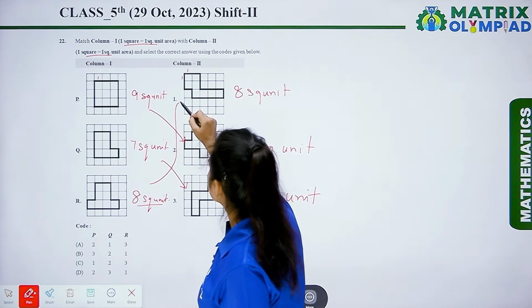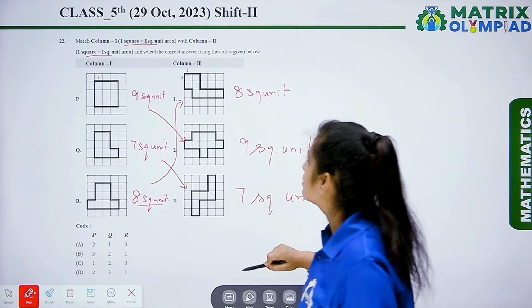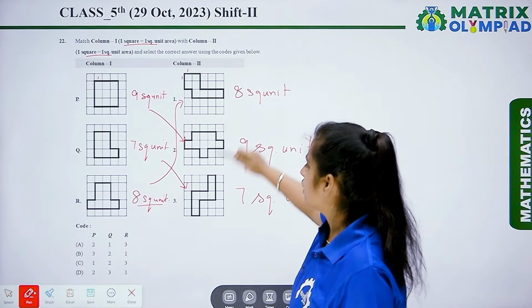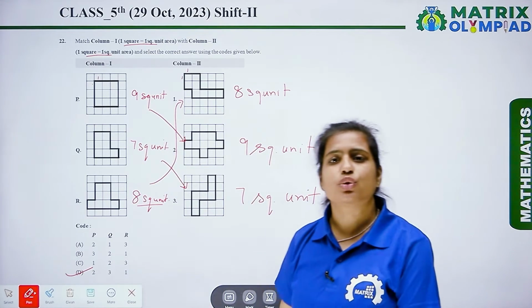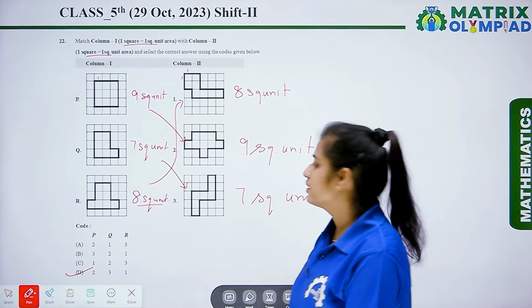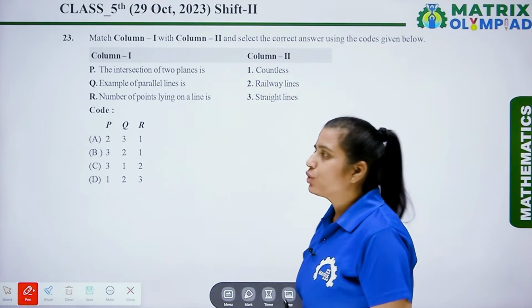This is the same, and the correct sequence is 2, 3, 1. So here 2, 3, 1 is in the D option. So here option D is the correct answer. Now the next question is question number 23.